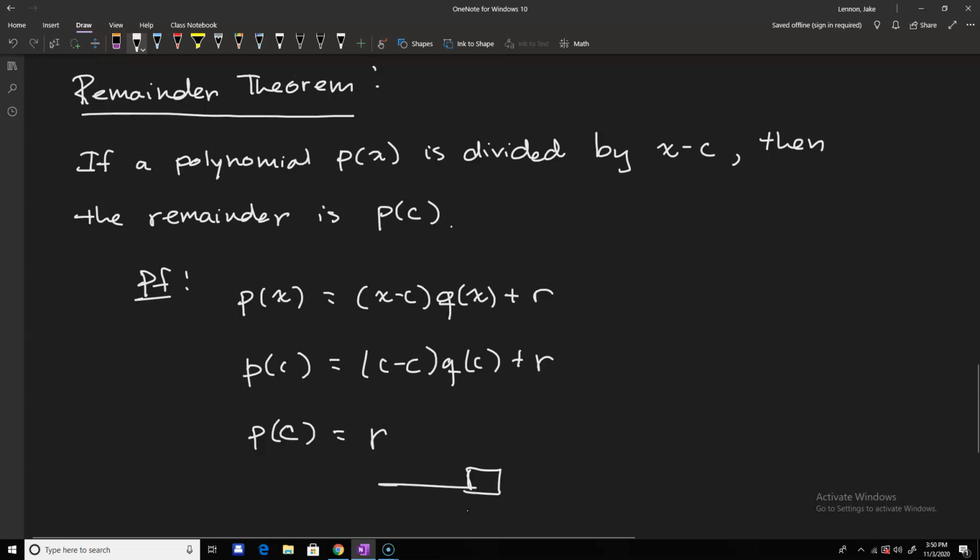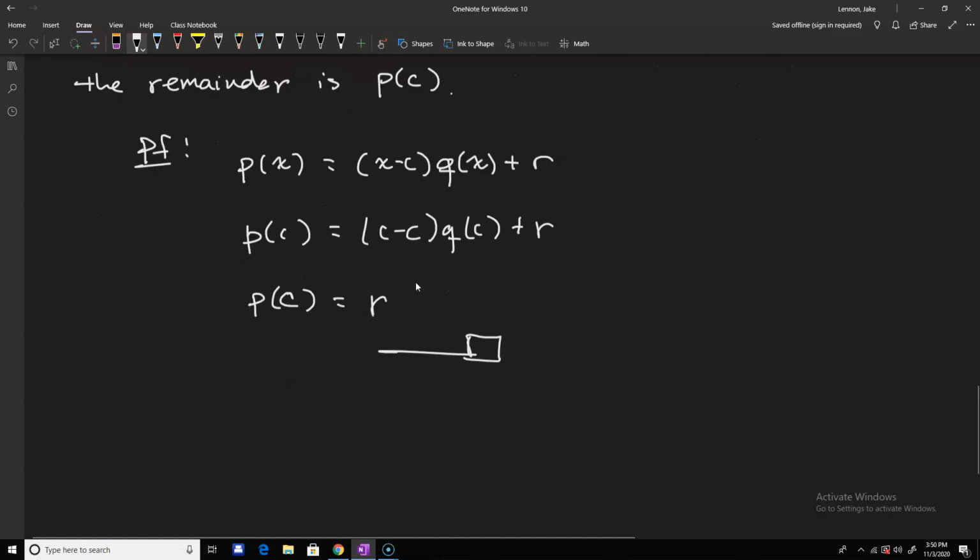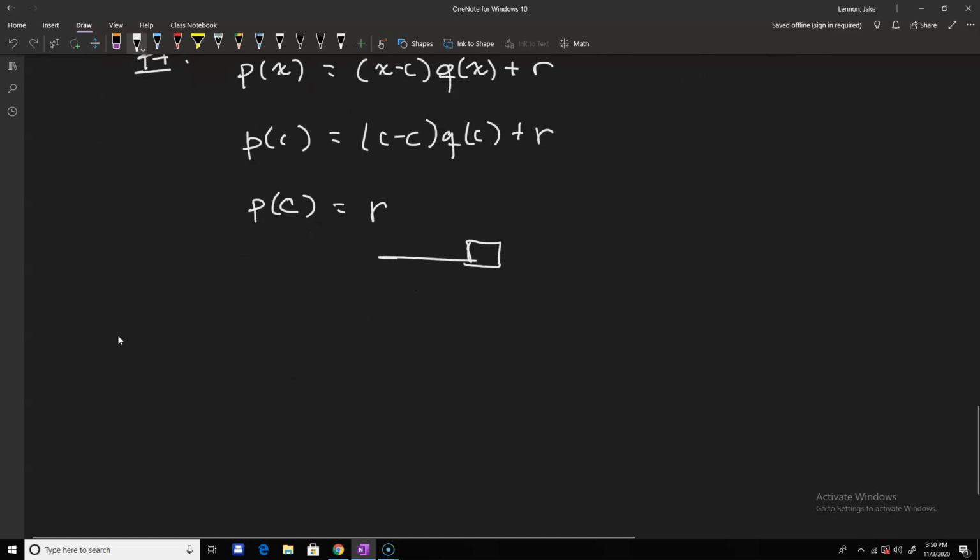And for that very fact, we can see that the factor theorem is going to say that c is a 0 if and only if x minus c is a factor, right? So if you have c being a 0, that would mean there's no remainder, right? And if there's no remainder, then p of x can just be written as x minus c times the quotient polynomial with no remainder. So the factor theorem follows directly from this one.